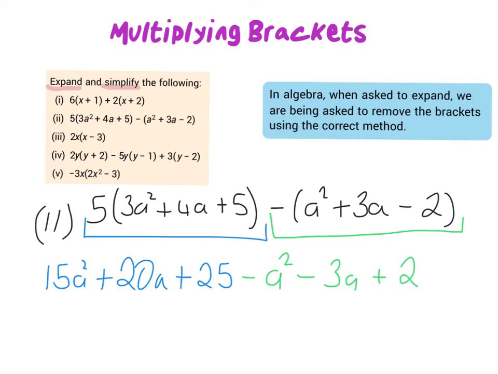I take my 15a squared and my minus a squared, and I'm left with 14a squared. I take my 20a and my minus 3a, which gives me a plus 17a. And then I'm left with my 25 and my plus 2, which will give me plus 27. And I have expanded my expression here, and I have simplified it down here.